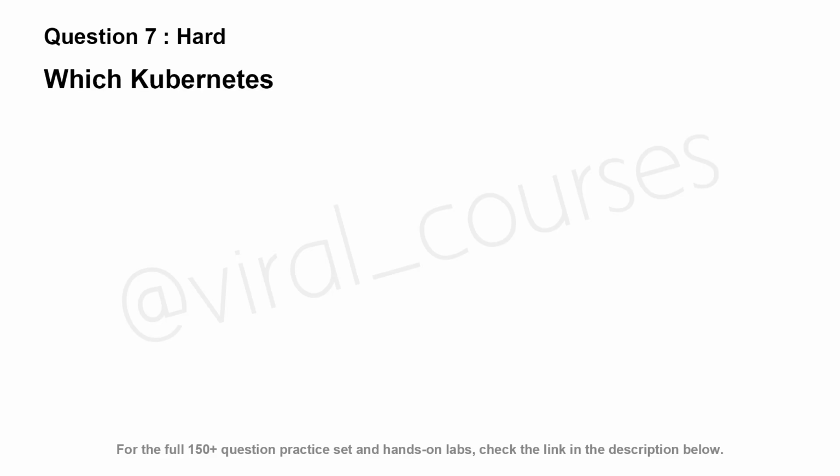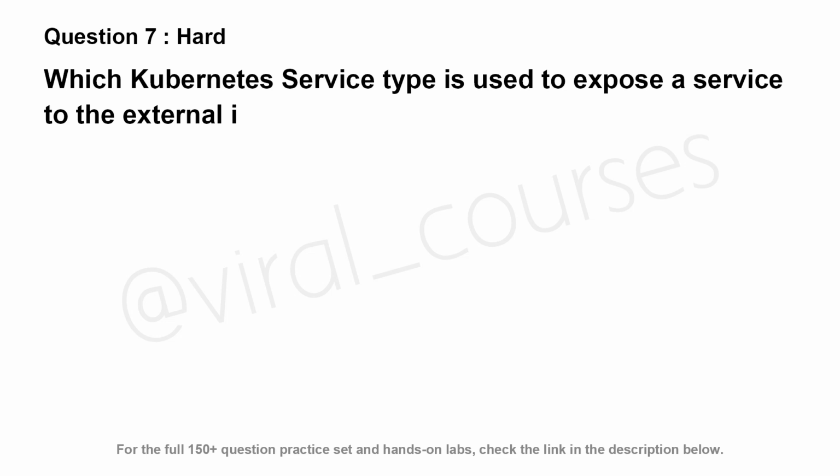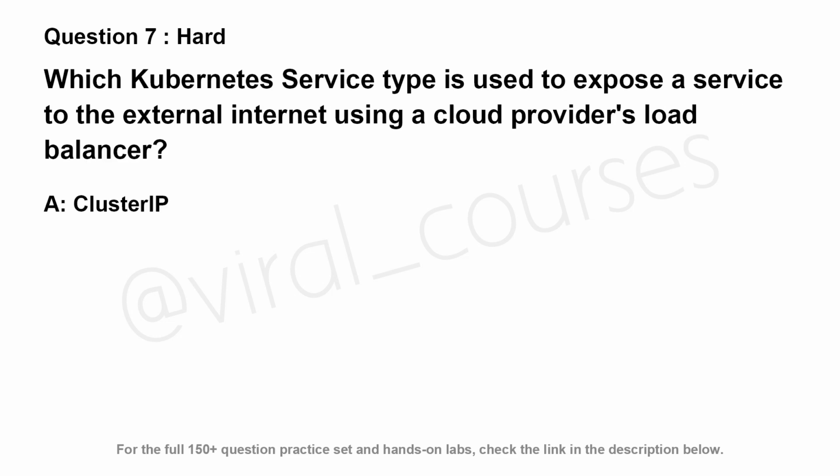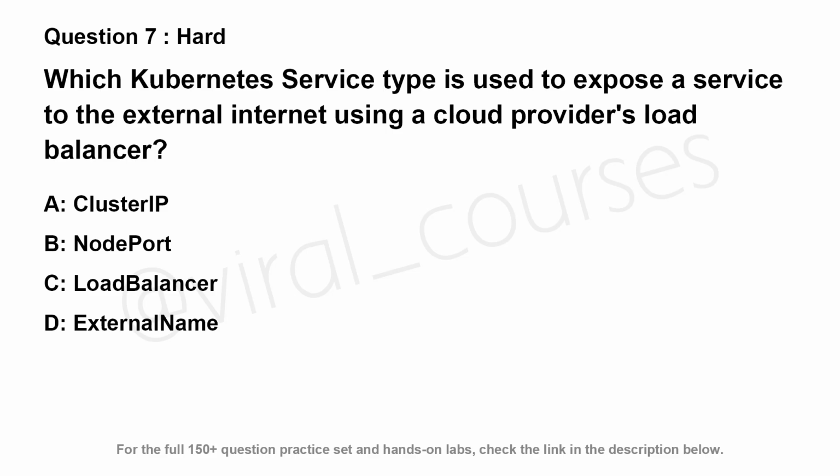Which Kubernetes service type is used to expose a service to the external internet using a cloud provider's load balancer? Option A, cluster IP. Option B, node port. Option C, load balancer. Option D, external name.